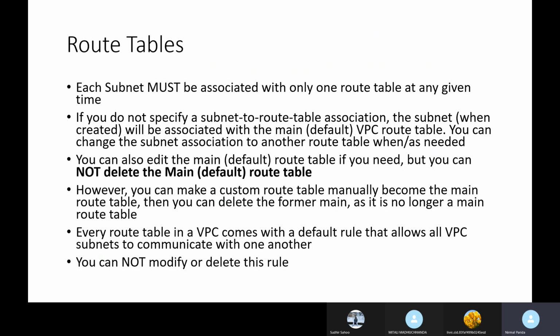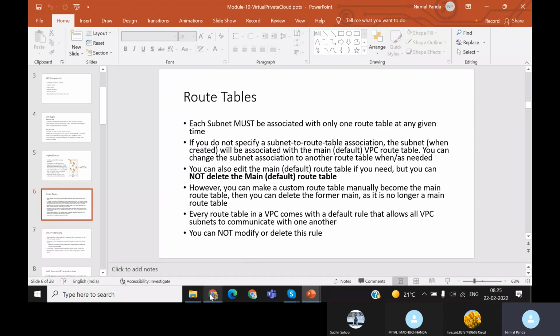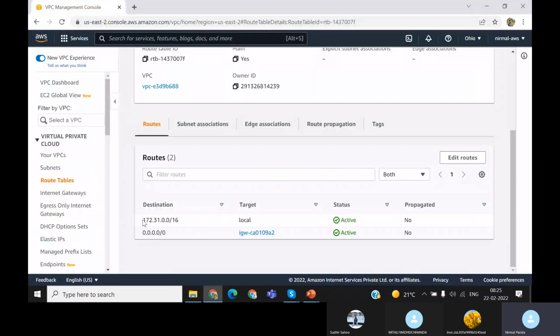Every route table in a VPC comes with a default rule that allows all VPC subnets to communicate with one another. So the first rule I showed should be allowed to communicate with one another. Your EC2 instances inside a VPC can communicate with one another. You cannot modify or delete that rule. That rule cannot be modified. I'll show again. This is the default rule, and this rule cannot be deleted or modified. And this rule means your local systems can communicate with each other. This is my IP range.